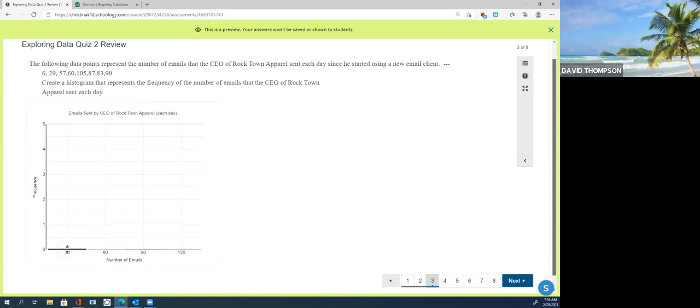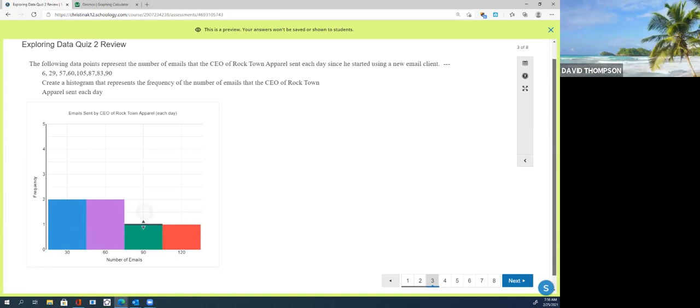So 6 would fall before 30, so we just move it up 1. 29 would also fall before 30, so I would move it up 2. 57 will fall before 60, so that's how we're reading this. And 60 falls before 60, so we're going to move that up to 2. 105 is bigger than 90, so we're going to move this one up 1. 87 is before 90, so we're going to move this up 1. So is 83, and so is 90. So there's my histogram.